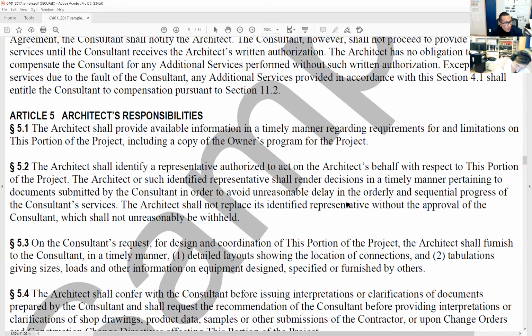5.2, the architect shall indemnify. Sorry, that's a bad word. That's not the word I want here. The architect shall identify a representative authorized to act on the architect's behalf with respect to this portion of the project. By the way, you know how we have a representative on a B101? One is the architect and then somebody else is also a representative to the architect.